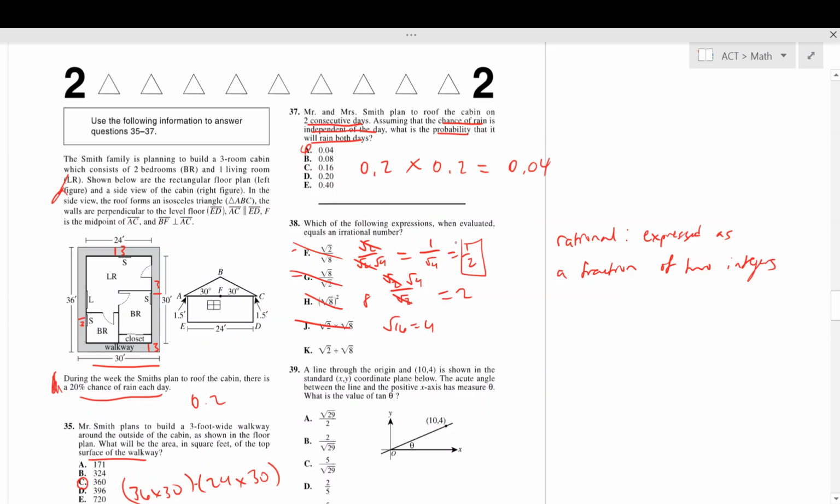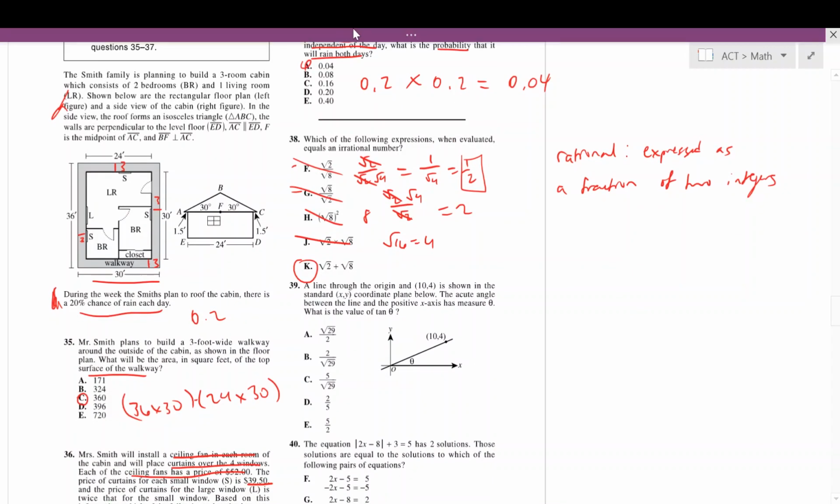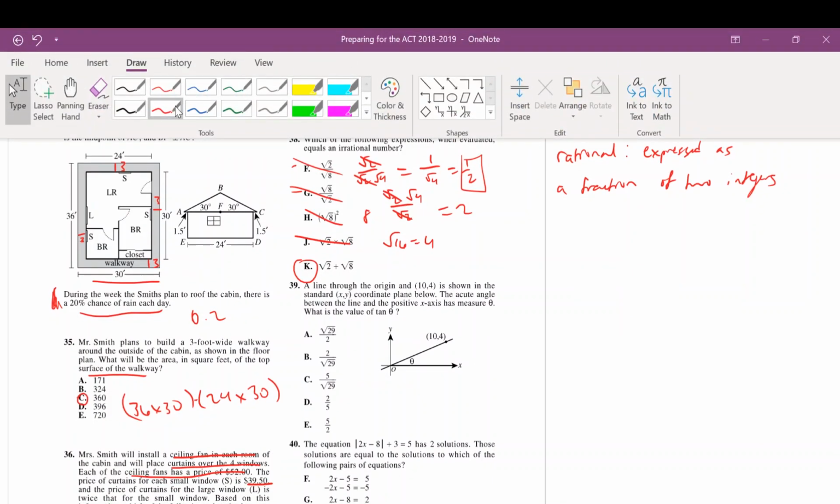So all of these can be expressed as a fraction of 2 integers, except for this one, because, well, we've marked out 4 answers, so that one cannot be expressed as a fraction of 2 integers. It is irrational.